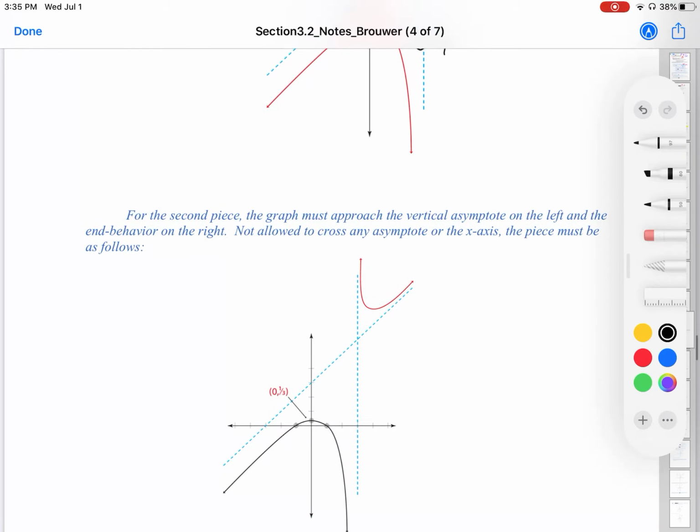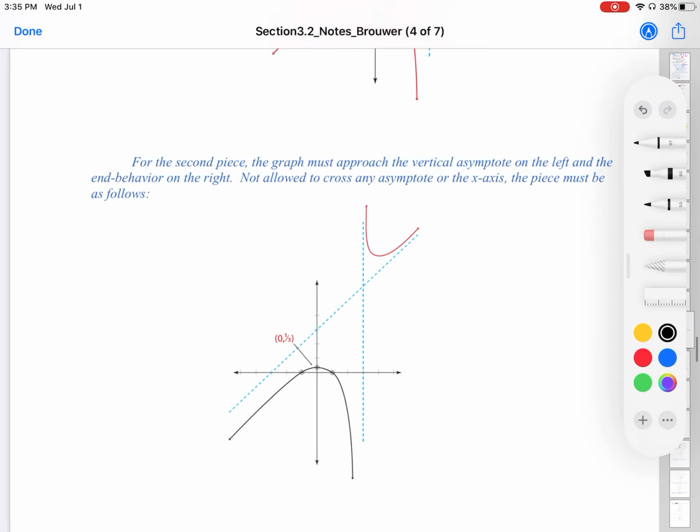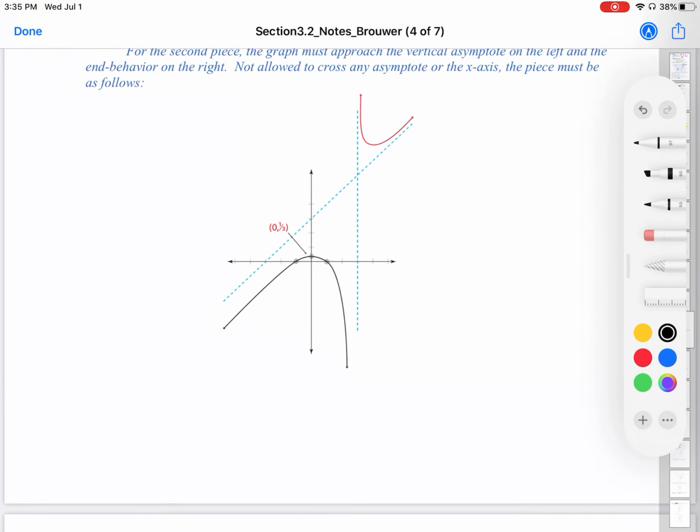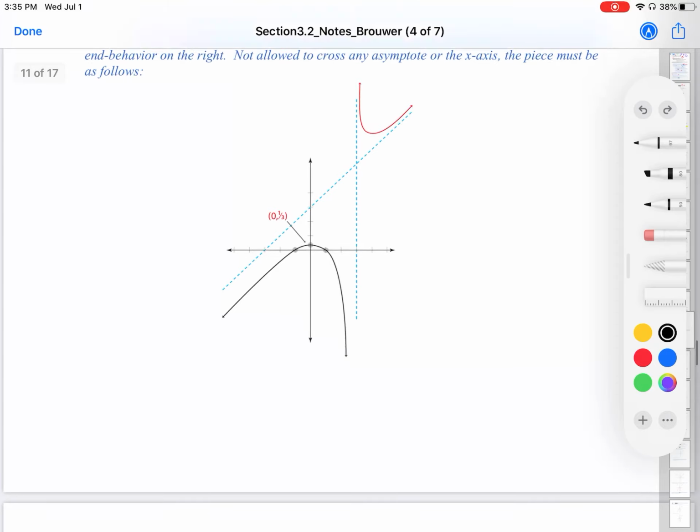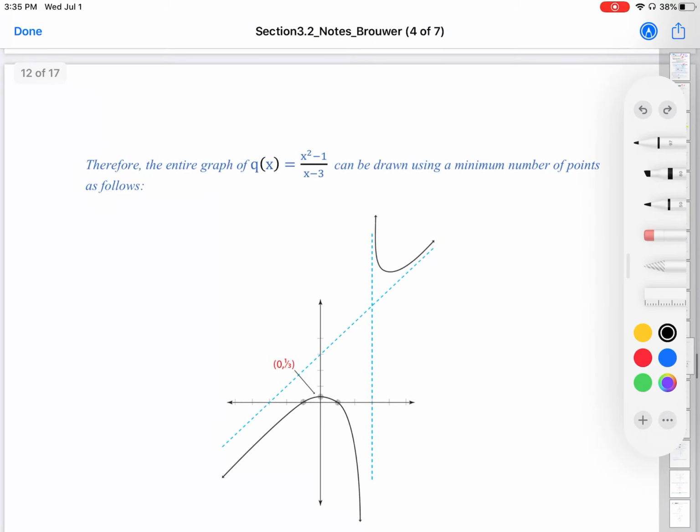For the second piece of the graph, it must be approaching the vertical asymptote on the left and the end behavior on the right, not allowed to cross any asymptote. The piece must be as follows. And we're forced to have a graph that gets close to our asymptotes but never touches. Therefore, we have this graph here.